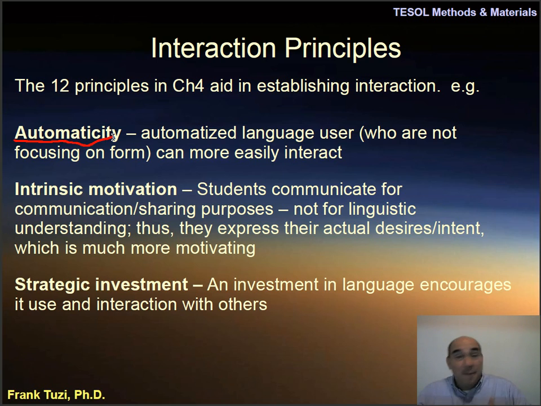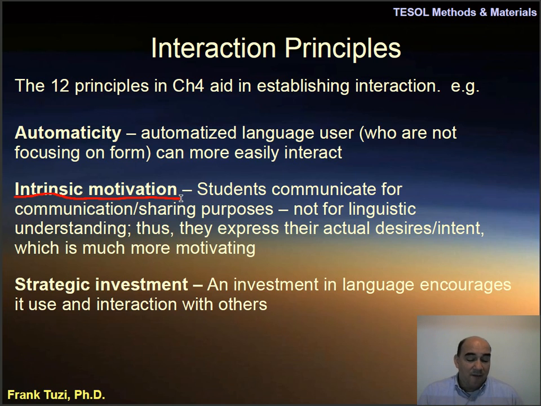One way to establish that more quickly is to get some interaction, right? Automatized language users can more freely interact. When they're not thinking about what they have to say, they're going to be able to interact better. Intrinsic motivation, next point here, is where students are motivated to learn language because they want to learn language, and they're enjoying the process.